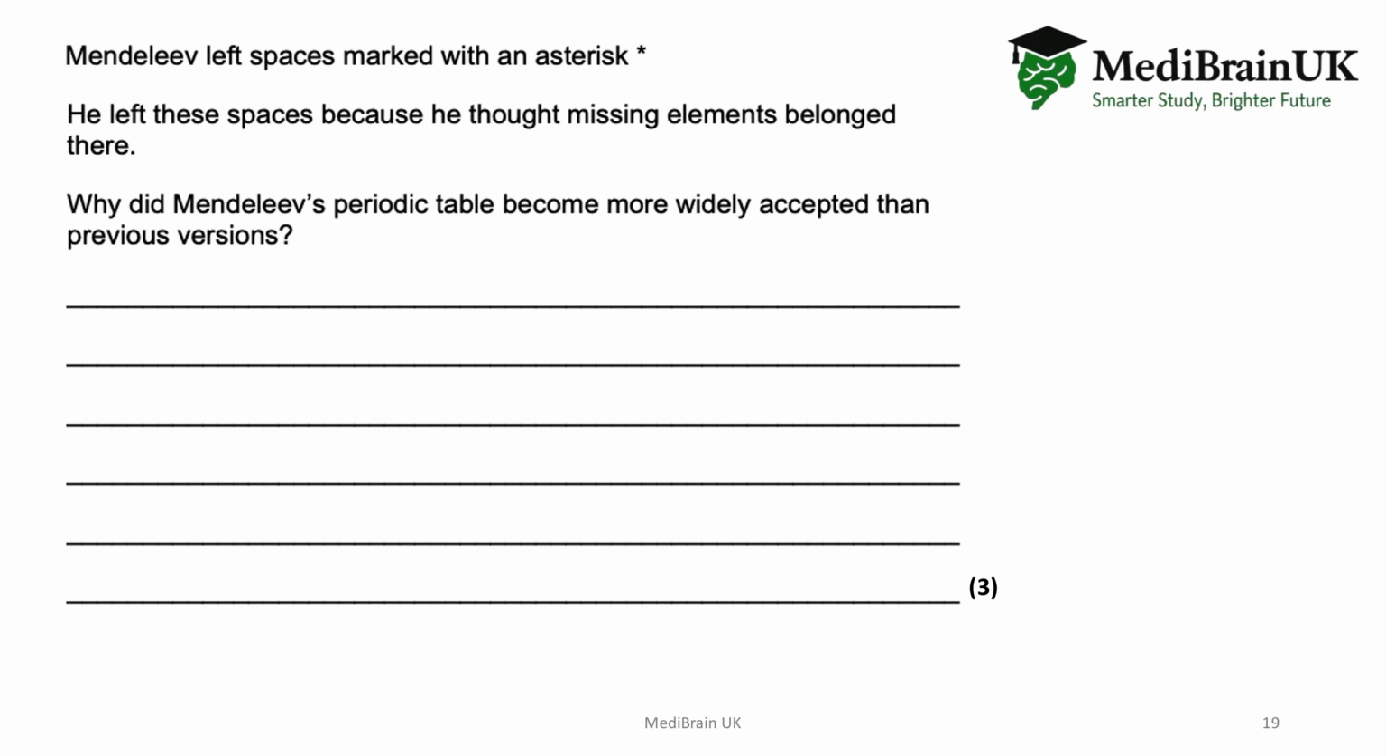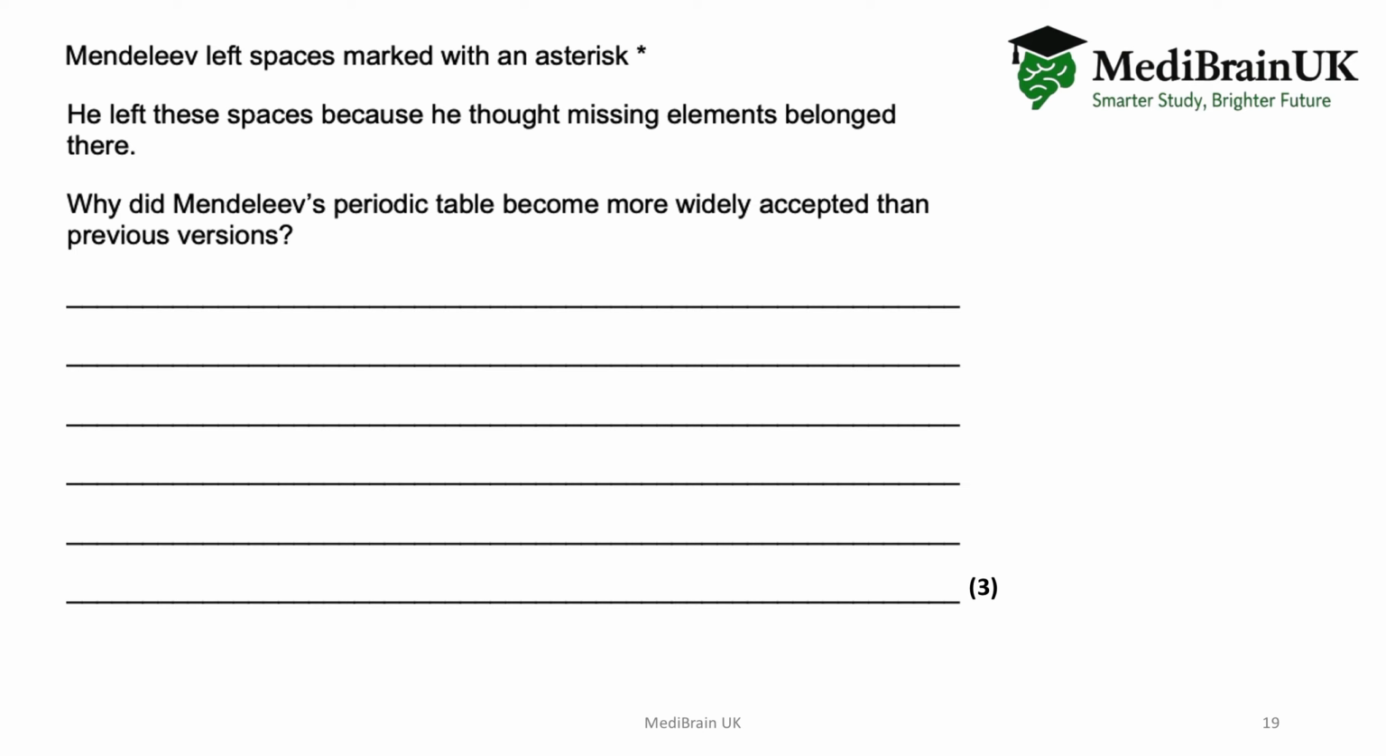Okay, and final question now. This is a 3 marker, again on the development of the periodic table. It says Mendeleev left spaces marked with an asterisk. He left these spaces because he thought missing elements belonged there. Why did Mendeleev's periodic table become more widely accepted than previous versions? Again, this is a build-up from the question that we looked at previously, but that question was worth 2 marks. This one's worth 3 marks. So there's an additional point that they're looking for in this question.